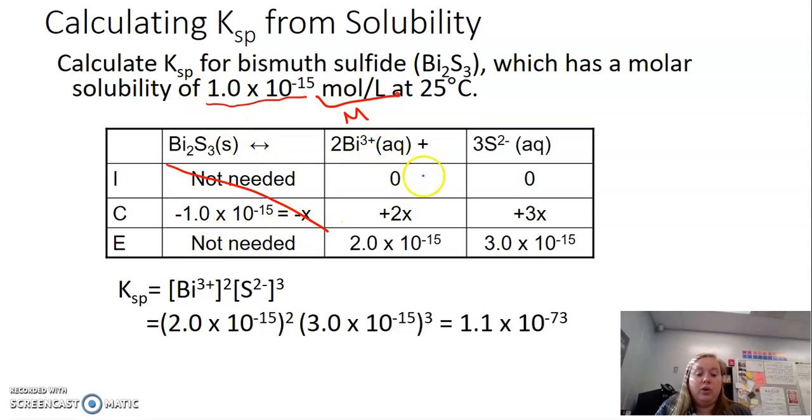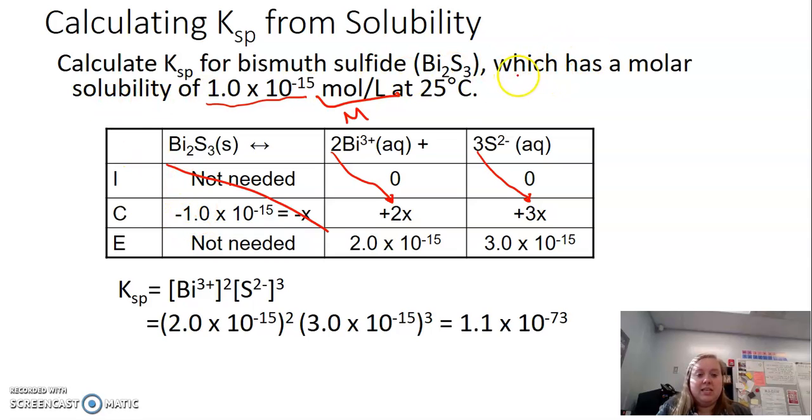And so we're going to start with a solid, so there's no product here. Your initial concentration for the two ions is 0. The equilibrium is going to shift to the right. So your change is plus 2x for bismuth and plus 3x for sulfur, looking at the coefficients. Remember, those coefficients need to be brought down in the change box of your ice box as well.